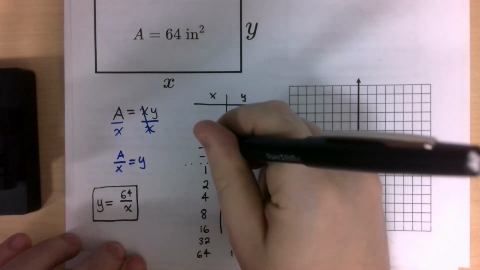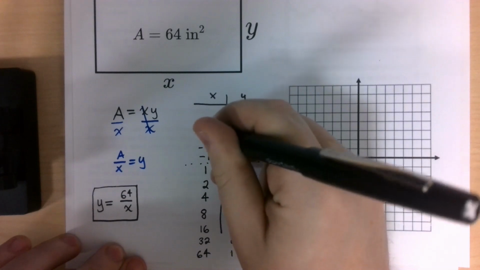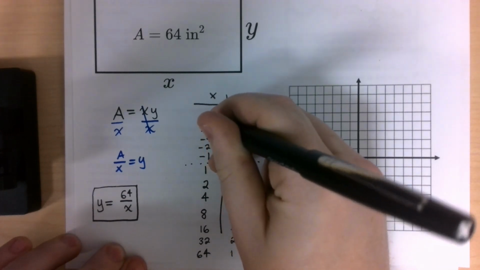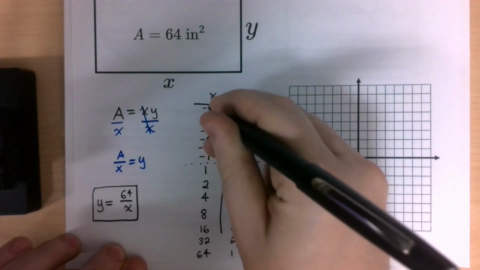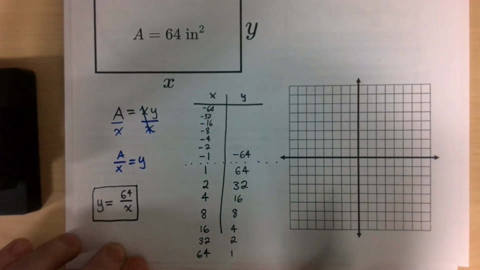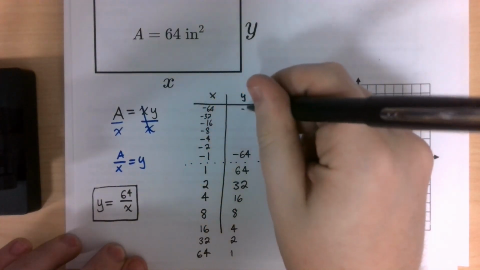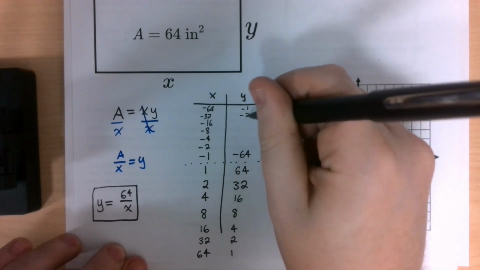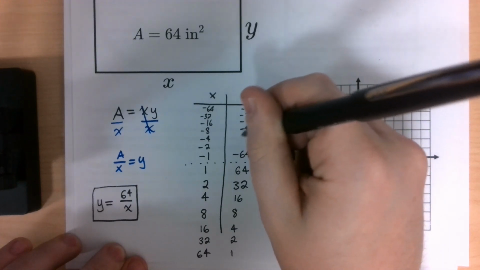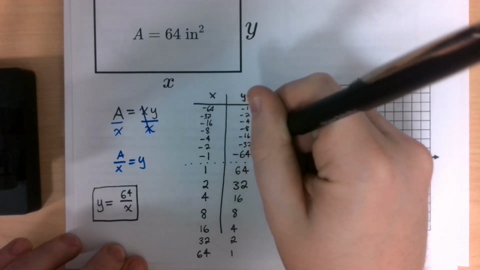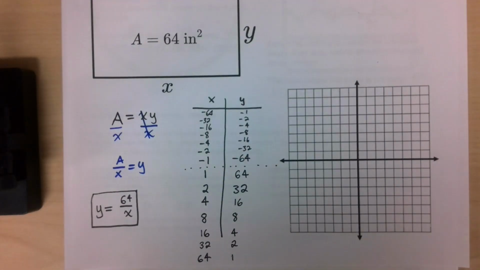So when we go into the negatives with things like negative 2, negative 4, negative 8, negative 16, negative 32, and negative 64, it works the same way. We get negative 1, negative 2, negative 4, negative 8, negative 16, negative 32, and we already did negative 64. We have 14 points that we can plot on our graph. And once we do that, we're good to go.